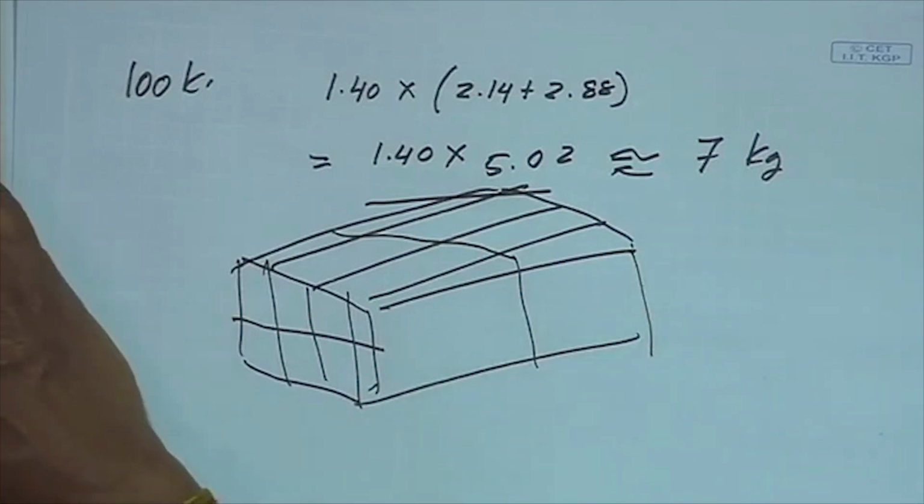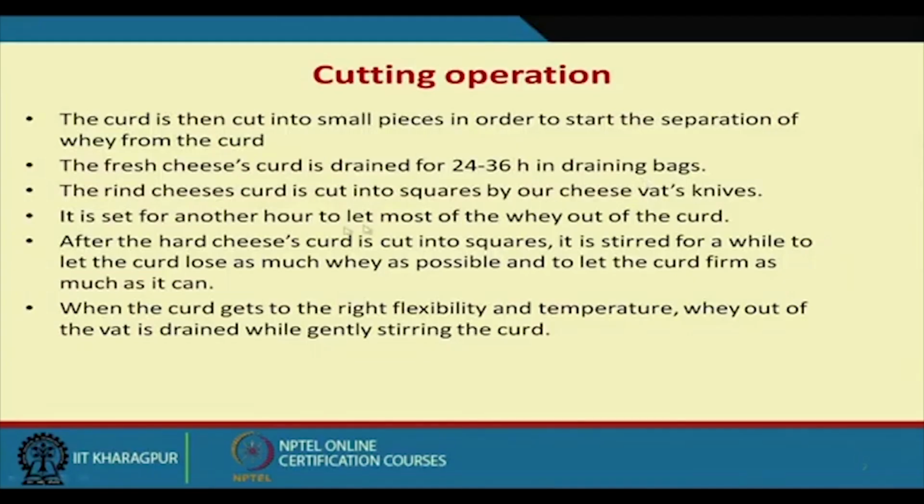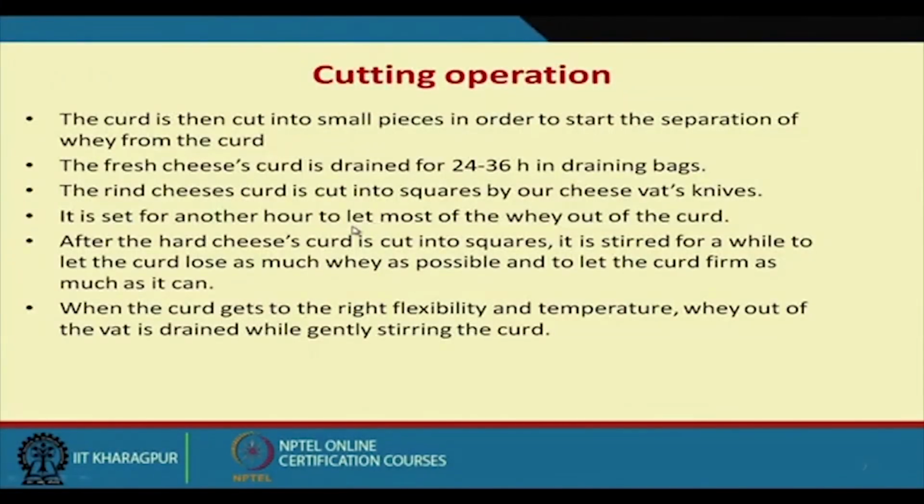This is the fresh cheese curd, drained 24 to 36 hours in the draining bag, and the rinsed cheese curd cut into squares by our cheese vat knives, because in rinsed cheese usually the upper surface is a little bit harder, and it is set another hour to let most of the whey out of the curd.